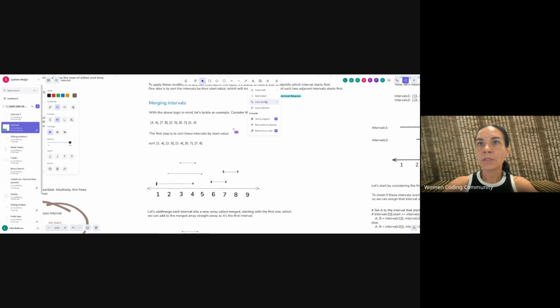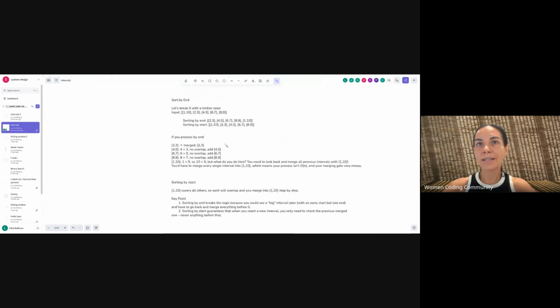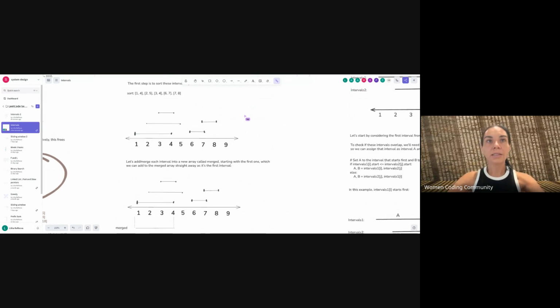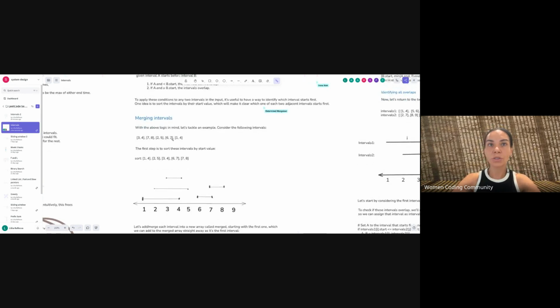Okay, let's consider this as an example. The first step is to sort these intervals by start value. In these cases, when we are merging intervals, we are sorting them by start. Next, we will come back to why it is important here to sort by start, not by end. I found another example where you can see the difference. First, let's just cover why by start, and then we'll come back to why it's a better idea to sort them by end.